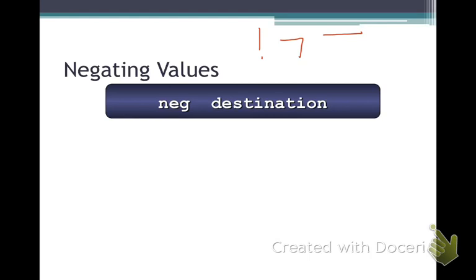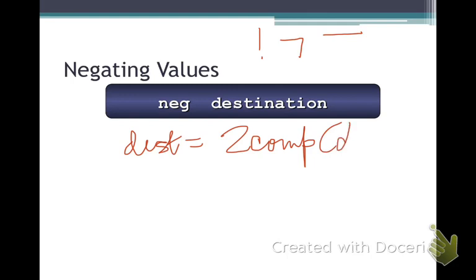Here's what it's actually going to do. Destination equals the 2's complement of the destination. It will negate whatever the destination is, okay? And again, this will affect sign flag, zero flag, and overflow, but not the carry flag.